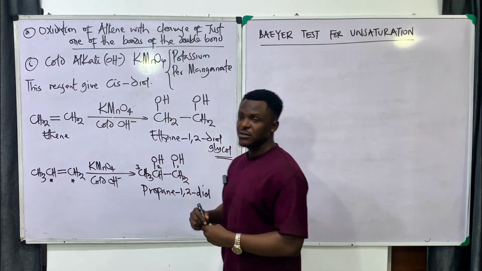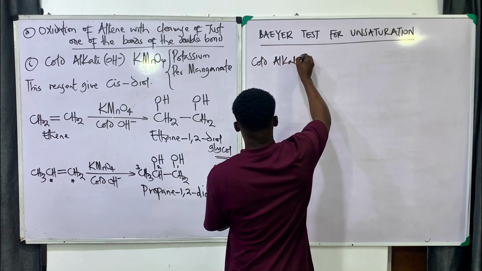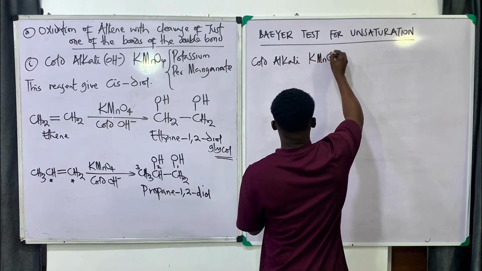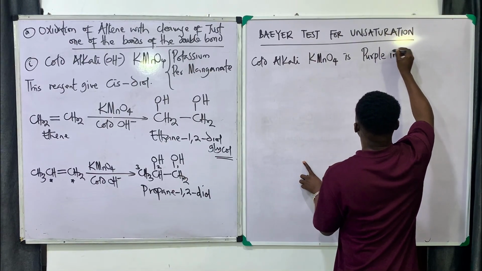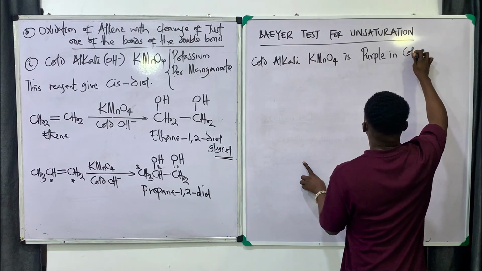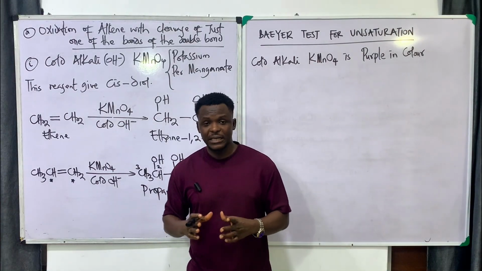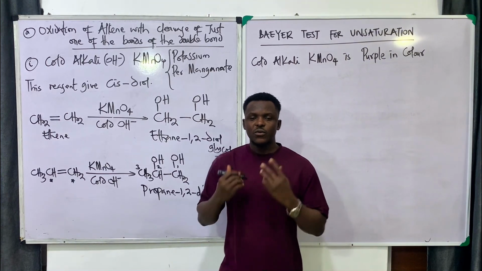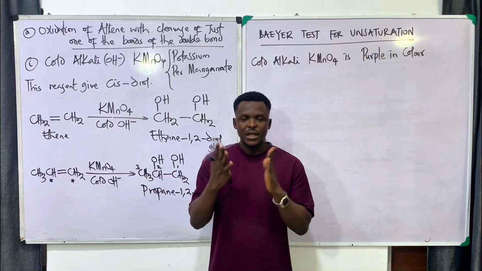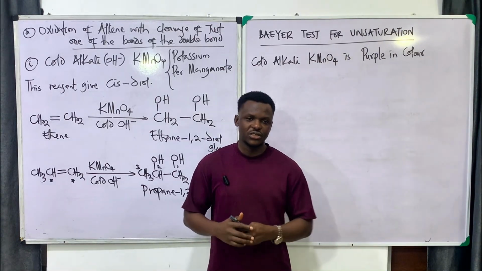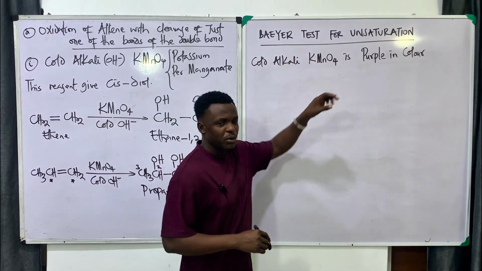Now, in this reaction, class, cold alkaline KMnO4 is purple in color. Remember, anytime we're talking about chemical tests, the ones we conduct in the chemistry lab, we make use of our eyes to observe, our nose to perceive, and of course our palm to feel in case there is a heat change, an exchange of heat. So this cold alkaline KMnO4 is purple in color.